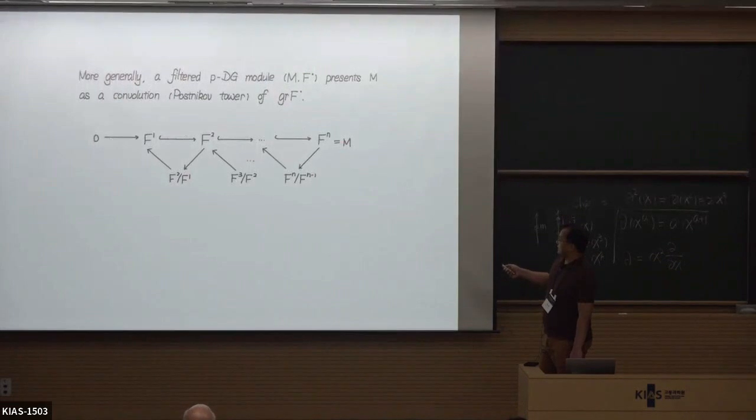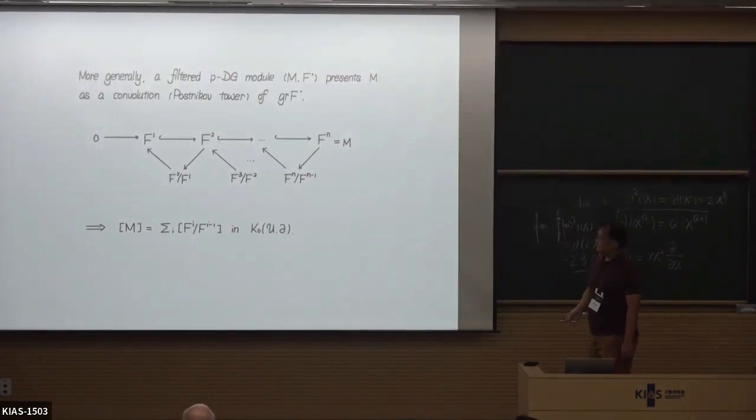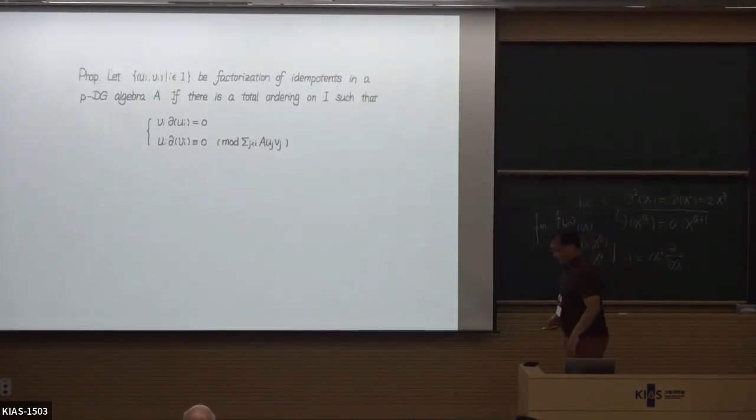So you can regard M as an extension of these associated graded. So in the Grothendieck group, you would have this relation. Earlier we have seen in the abelian categorification case, you have a factorization of idempotents in the PDG algebra, and in the triangulated world, this is rarely the case. That's not going to be a factorization of idempotents.